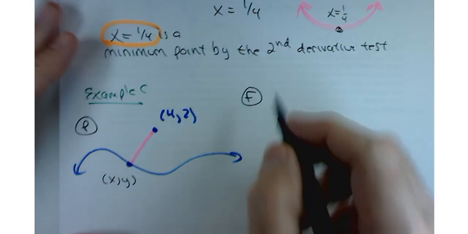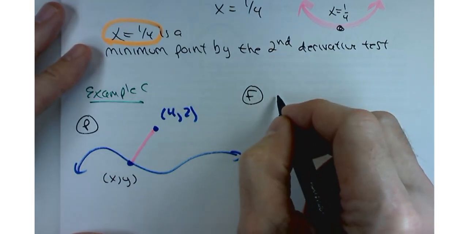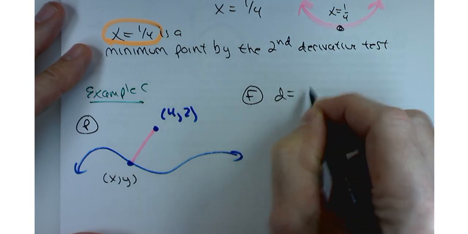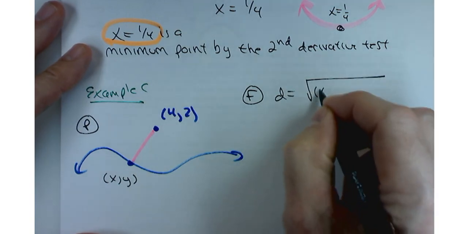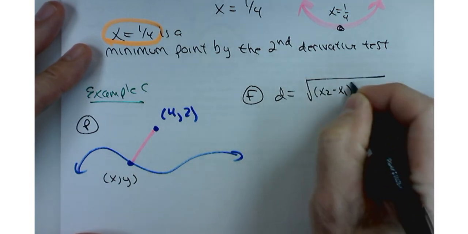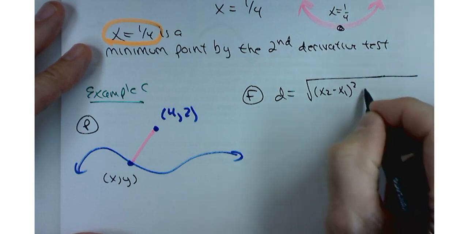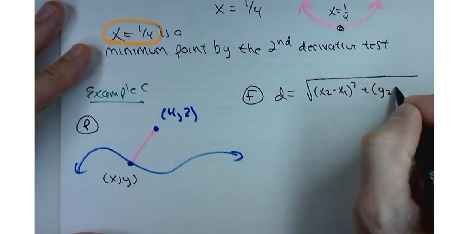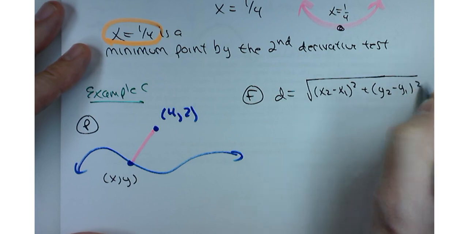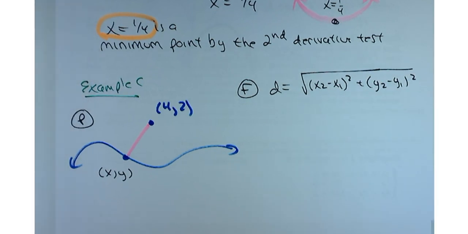The square root of x2 minus x1 minus over y1. Square root of x2 minus x1 plus y2 minus y1. Both of those get squared. All right. So I want to use this.